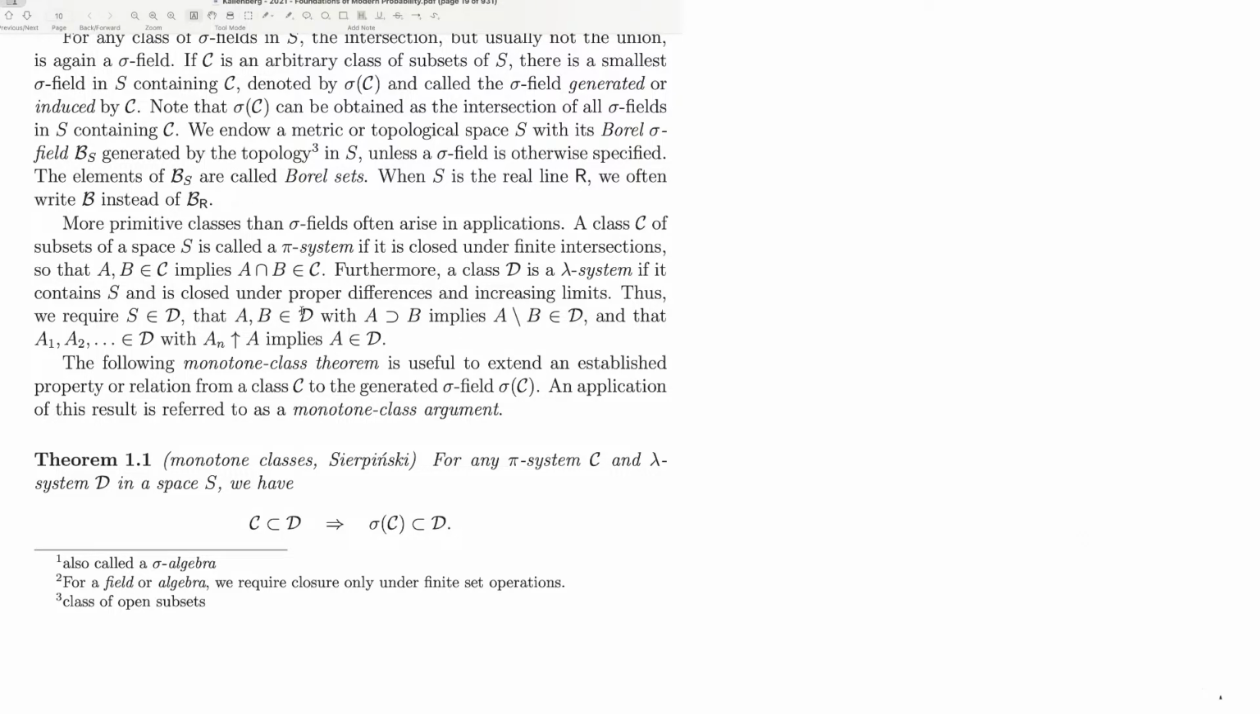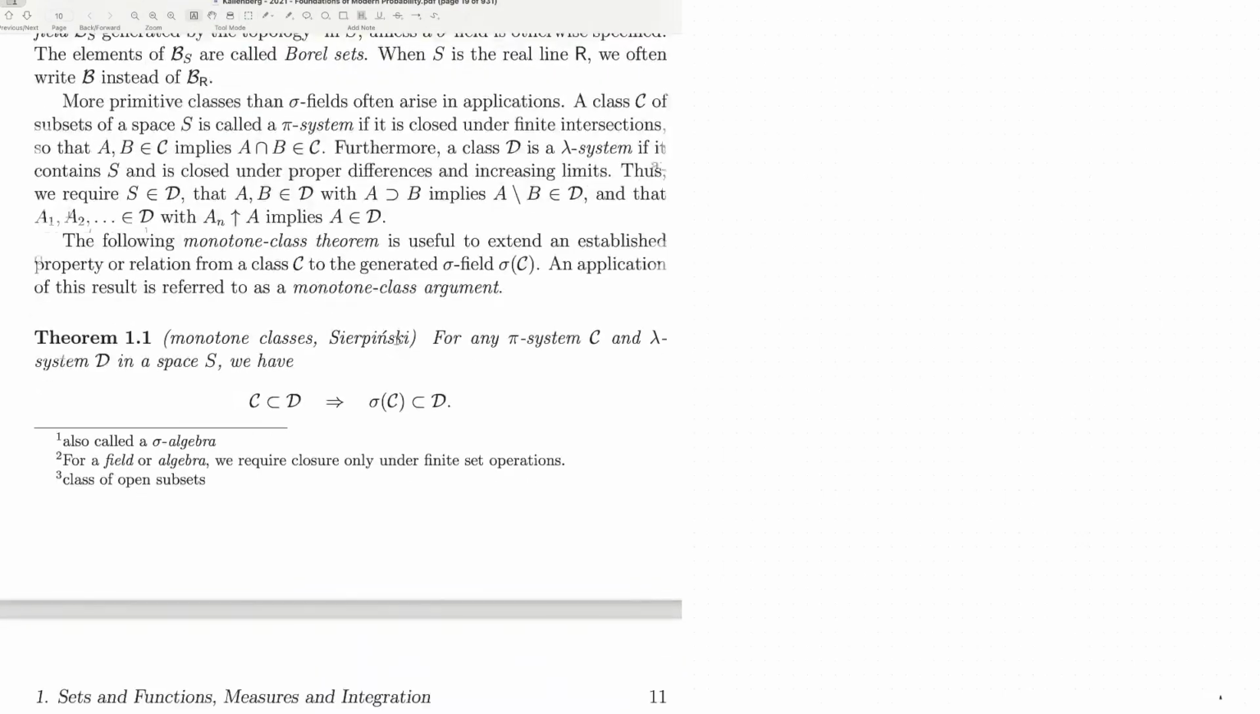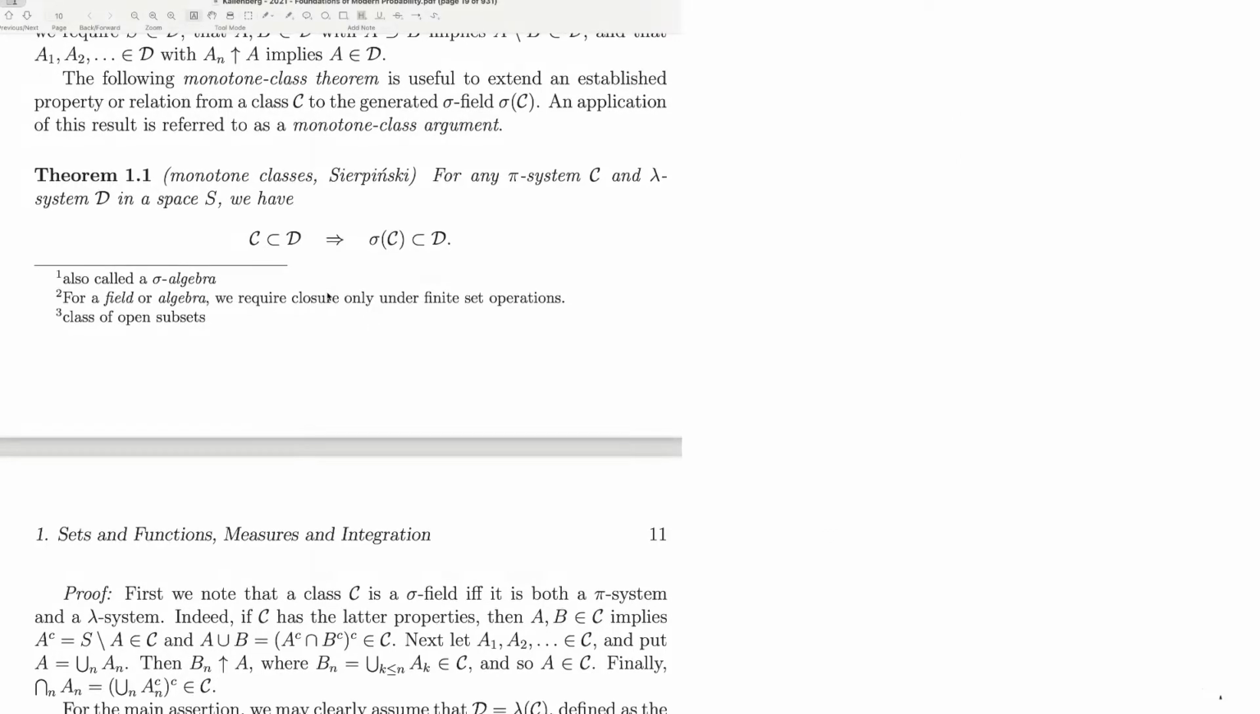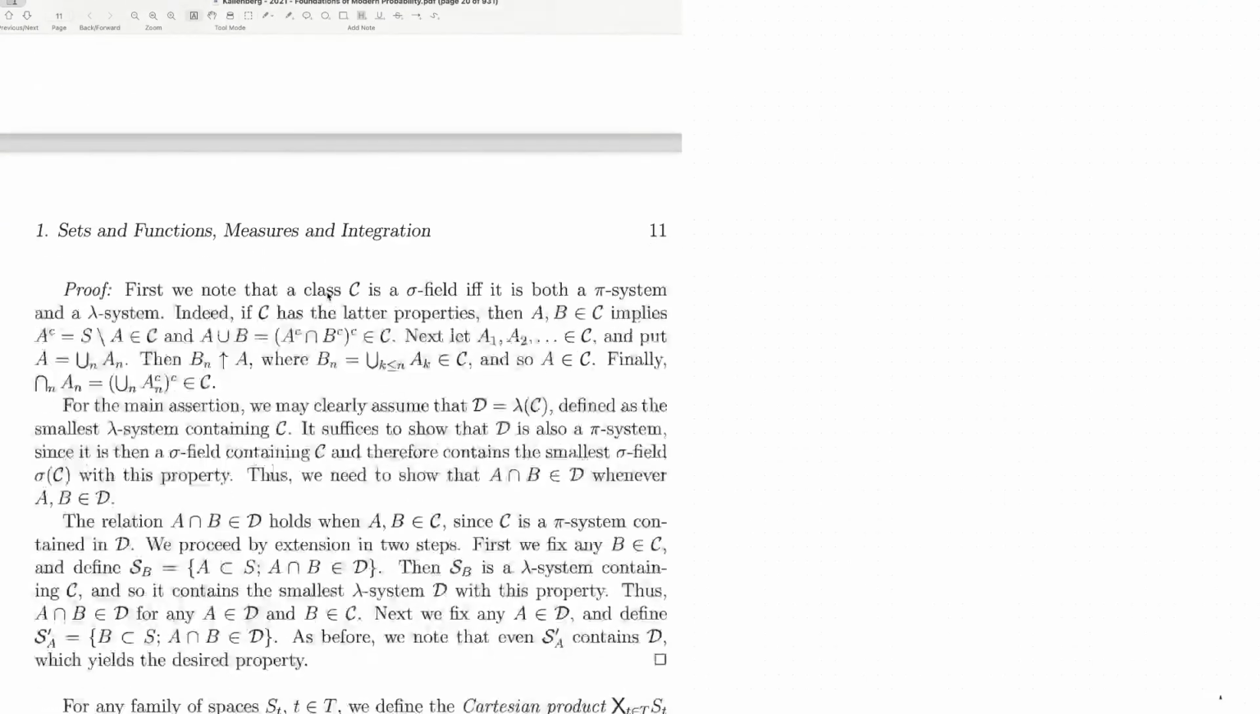Let's start reviewing some sigma algebra stuff. Theorem 1.1: for the pi system C and lambda system D in a space S, we have that if C is a subset of D, then the sigma algebra, the smallest sigma algebra containing C, is a subset of D. Okay, that seems like it's probably useful later. I don't really need this right now.